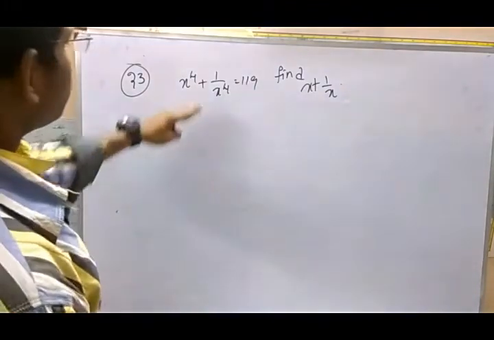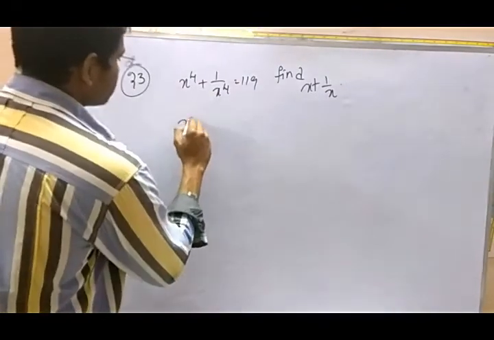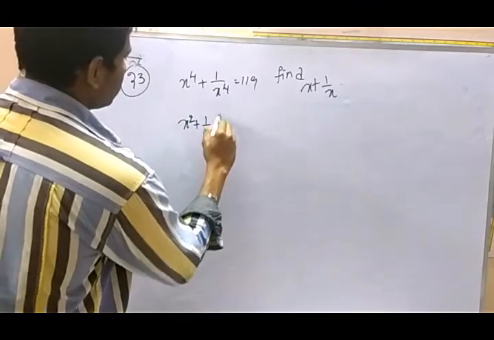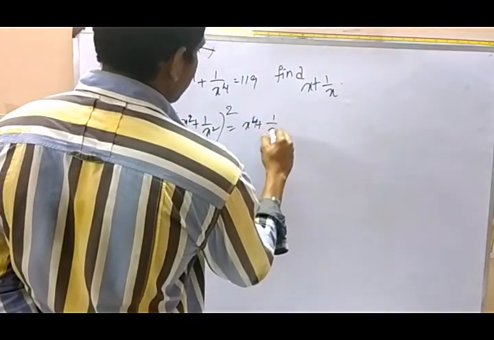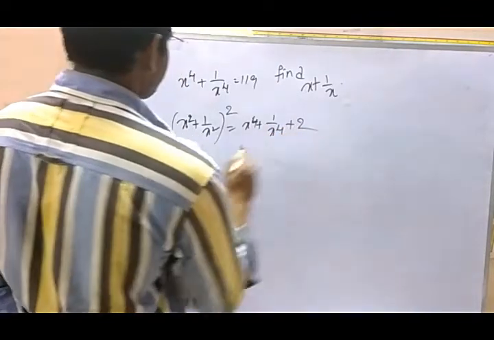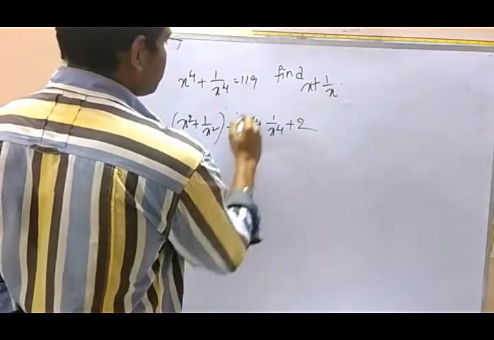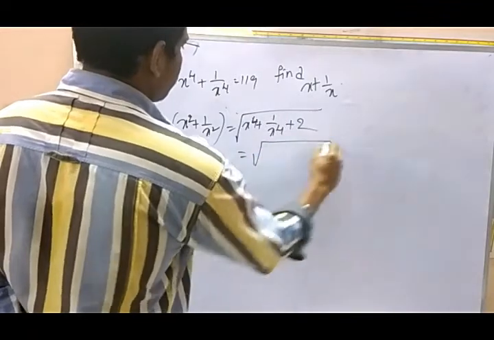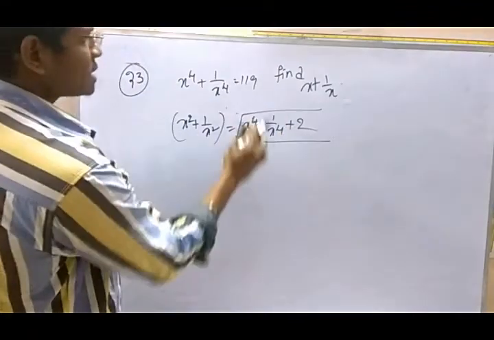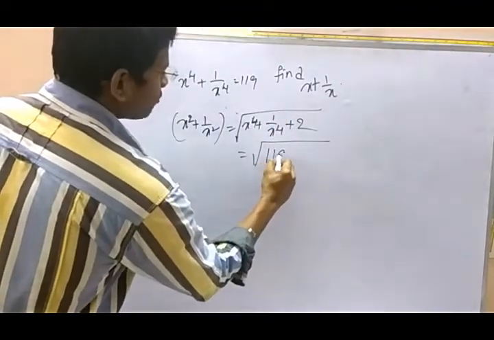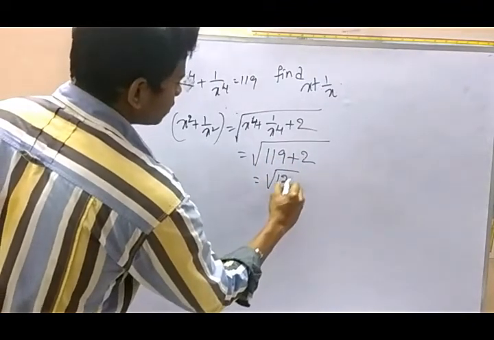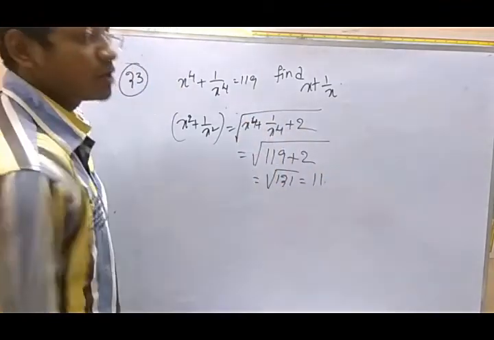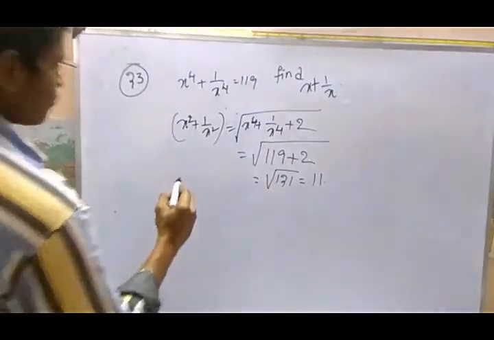So what we need to do? Just make it x square plus 1 by x square whole square equal to x power 4 plus 1 by x power 4 plus 2. This square will become root over here. So root of x power 4 plus 1 by x power 4 is 119, 119 plus 2 equal to root 121 equal to 11. Root 121 is 11.